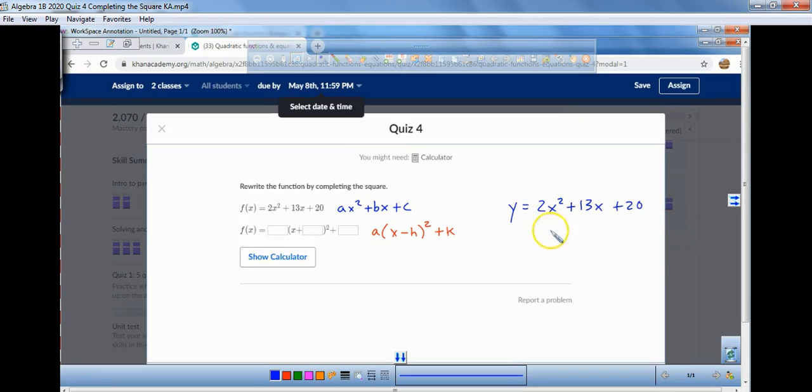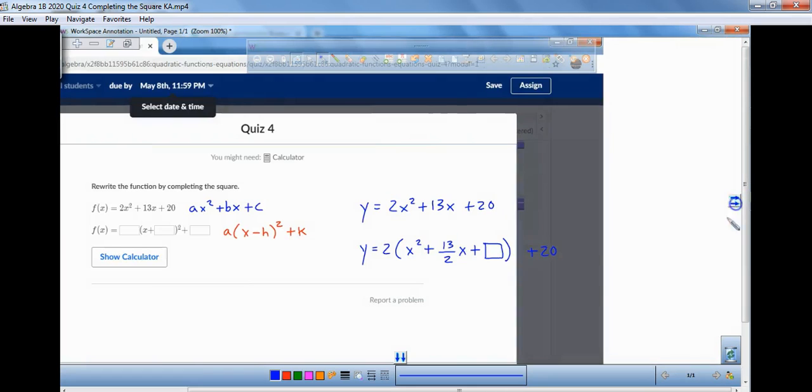And the first thing we're going to do is factor out a 2. So you'll watch me factor out a 2 here. I'll do 2 open parentheses, x squared plus, and when you divide 13 by 2, it's going to be 13 over 2x. Plus, we're going to put an empty box to complete the square, and we're going to move the 20 over. Now, I'm going to make a mistake while doing this. The process I'm doing is the correct process, but I'll accidentally mess up a number.